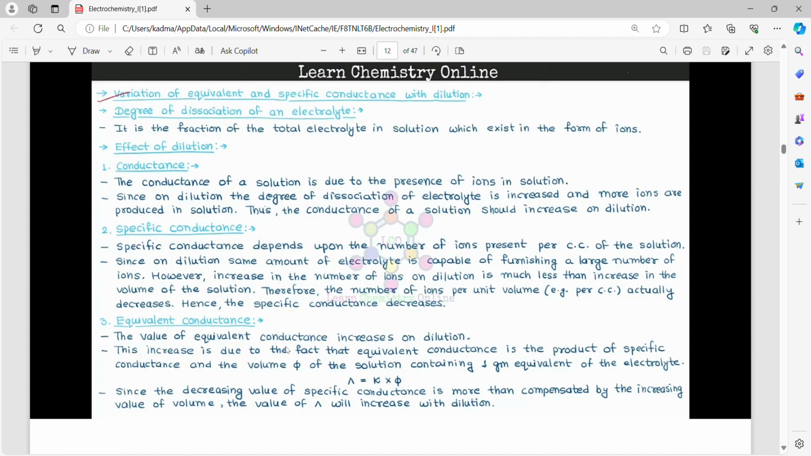Specific conductance. Specific conductance depends upon the number of ions present per cc of the solution. Since on dilution the same amount of electrolyte is capable of furnishing a large number of ions, however the increase in the number of ions on dilution is much less than the increase in the volume of solution. Therefore the number of ions per unit volume actually decreases, hence the specific conductance decreases.